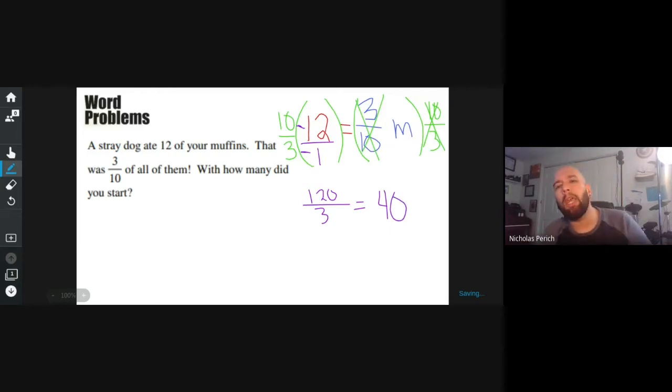Now, this is a problem about muffins, so this is a word problem. If someone were to say, sir, someone ate all of my muffins, and I started out with a certain amount of muffins, and I asked how many muffins did you start out with, and they said, M equals 120, bro, or M equals 40, bro, I'd say, I don't understand. Since this is a word problem, our answer shall have words in it.